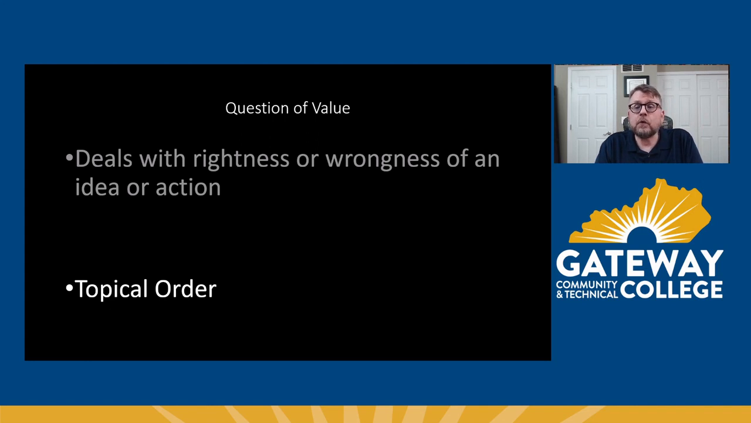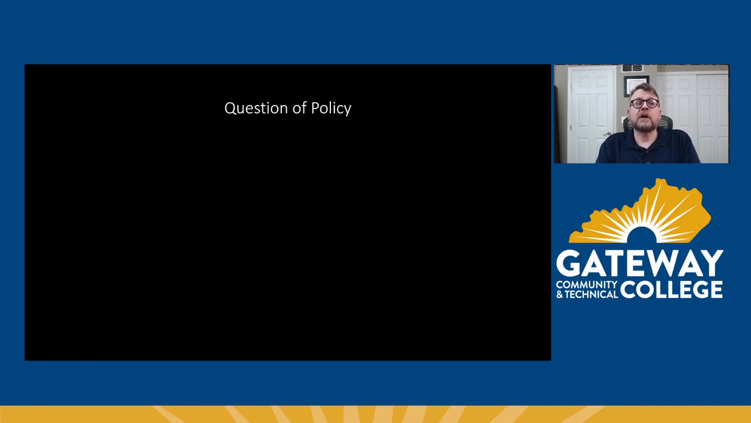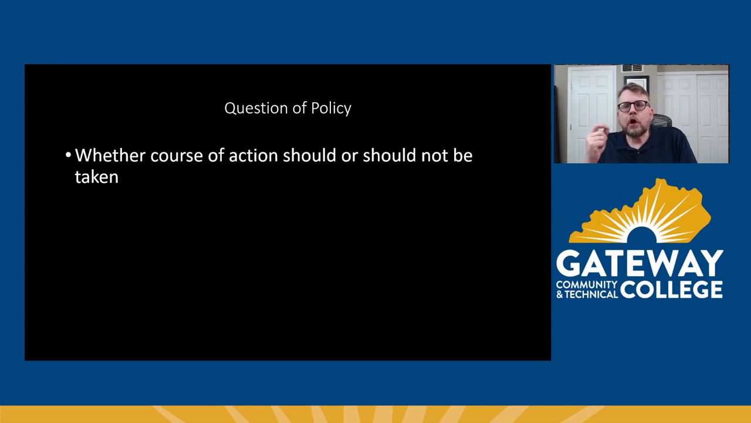And that leads us to our third type, which is a question of policy. What is different here is that in fact and value, you're arguing whether or not a statement is true or false, or whether or not an idea is right or wrong from a moral perspective. In a question of policy, you are arguing whether or not a specific course of action should or should not be taken. Another way of putting that is you're arguing the how: how do we go about doing it, or how do we go about fixing it.